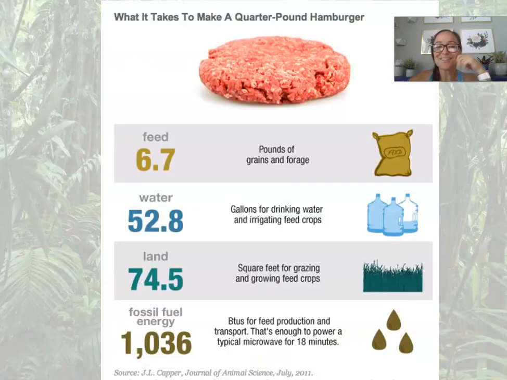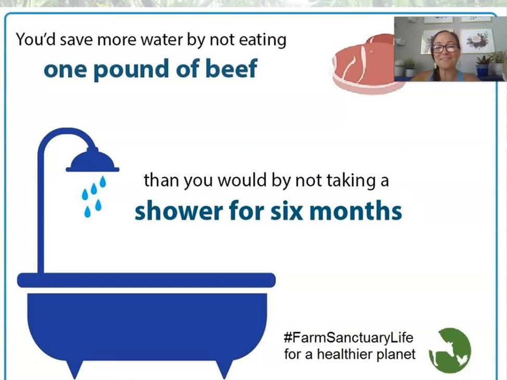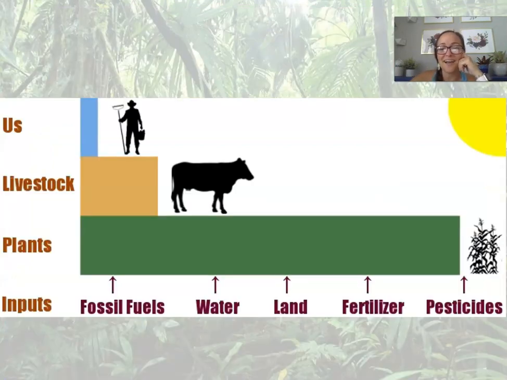Okay, so when we look at 1 pound of beef, the amount of water that cow requires to get just 1 pound of beef is equal to the amount of water you use in 6 months of showers. So for me, living in California where we go through droughts, it really makes me water conscious of how we're using our resources. So yeah, just something to think about as you make your choices.